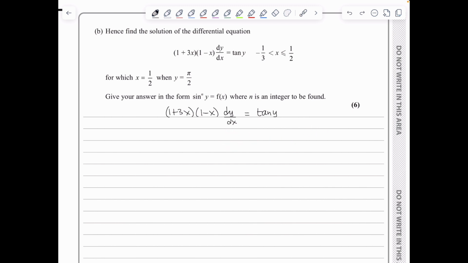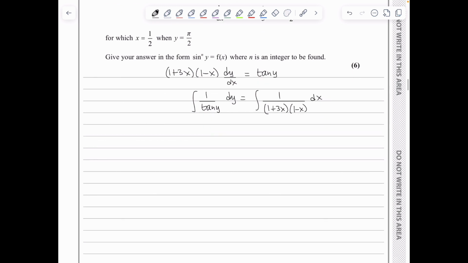So we're looking at 1 over tan y dy on the left-hand side being equal to 1 over (1 plus 3x) times (1 minus x) dx on the right-hand side, and I'll be integrating both sides. Well, obviously 1 over tan y is cot y, so on the left-hand side we're dealing with the integral of cot y dy, and on the right-hand side we've got the partial fraction decomposition, which is 3/4 over (1 plus 3x) plus 1/4 over (1 minus x) dx. So I can proceed with integrating.